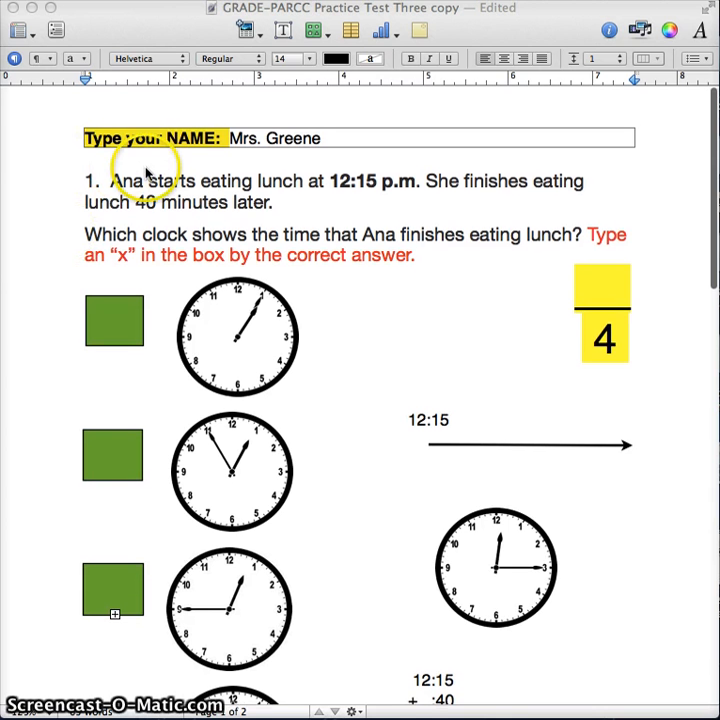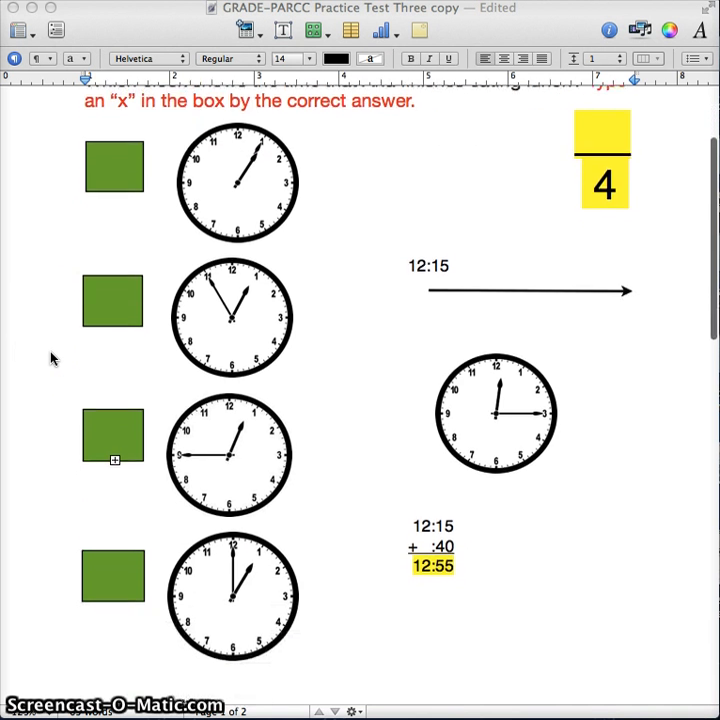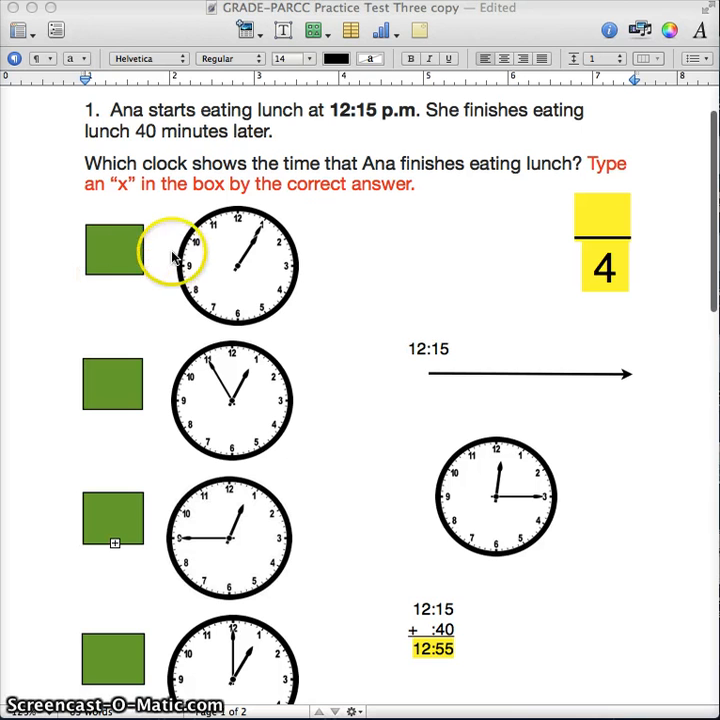So let's see what it says. Anna starts eating lunch at 12:15 p.m. She finishes eating lunch 40 minutes later. Which clock shows the time that Anna finishes eating lunch? And of course you're looking at the 4 clocks and you're going to type your answer in the one that shows what time it will be 40 minutes after 12:15.